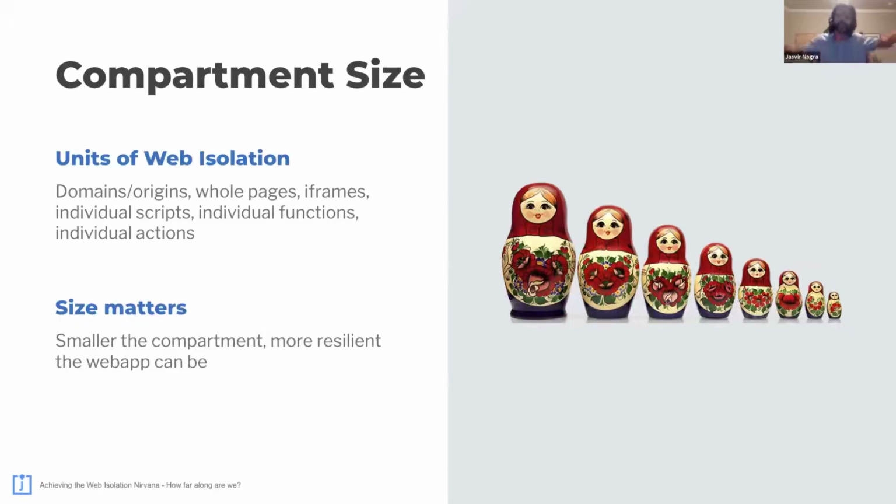You can have entire domains or origins. You can have whole pages. You can have just the iframes. You can have individual scripts. You can have individual functions. You can have individual actions, just a specific API call. Now, the smaller the compartment, the more resilient your web application is. The trade-off that you're making here, as you can imagine, is more decisions. The more decisions you need to make, the longer the setup time is, and the more difficult the configuration effort.